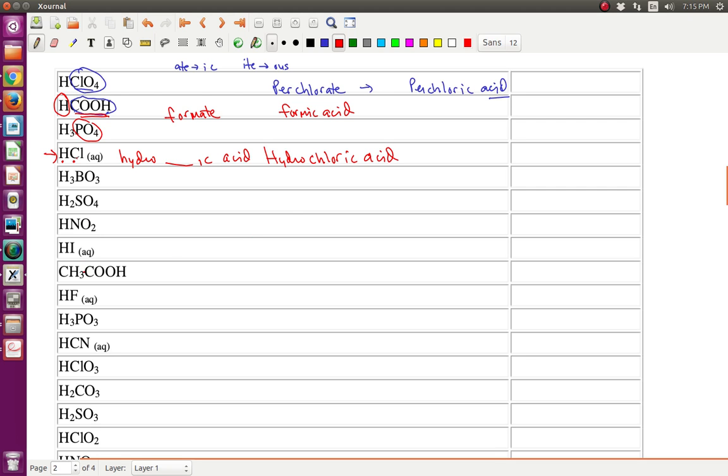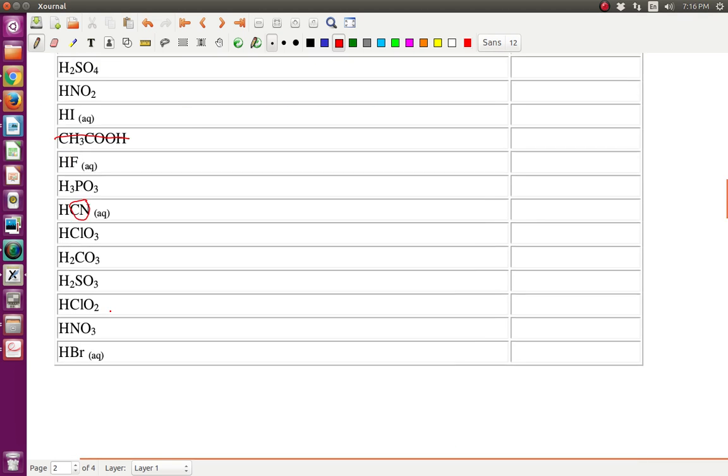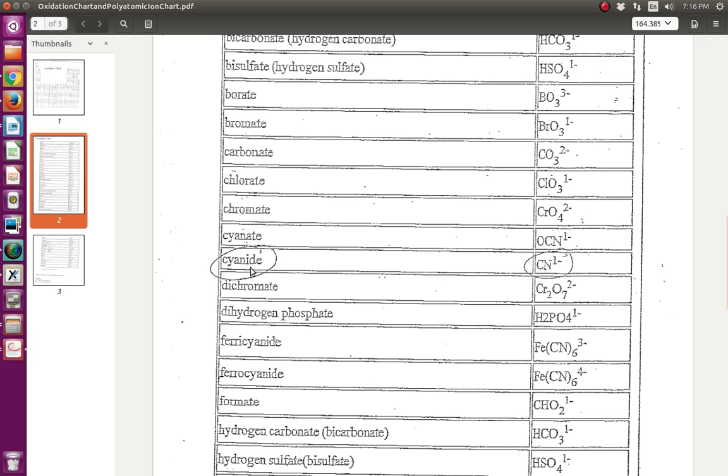All right, what about this one? Don't worry about this one right here, just omit that guy. Let's do this one right here. 3 atoms, so we must have a polyatomic ion. Let's go find CN. Oops, not there. CN. There it is. Cyanide. It's one of the ones you need to memorize. It's an important one. So CN is cyanide.